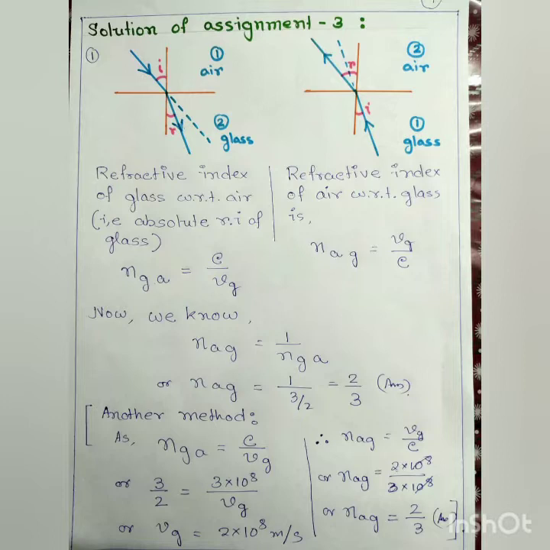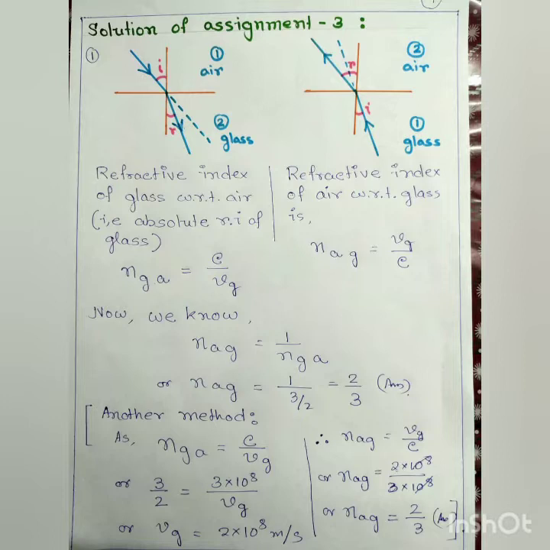Now you see the first diagram very clearly. Here first medium is air and second medium is glass. Means light is traveling from air to glass. Therefore the refractive index of glass with respect to air is NGA, that is equals to C by VG. And for the next situation, just the opposite condition, means light is traveling from glass to air. Then the refractive index of air with respect to glass is NAG, that is VG by C.